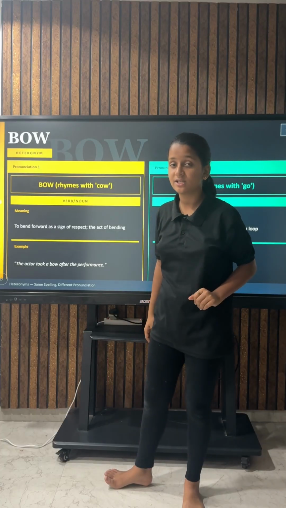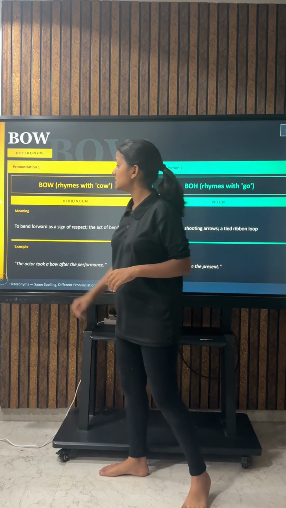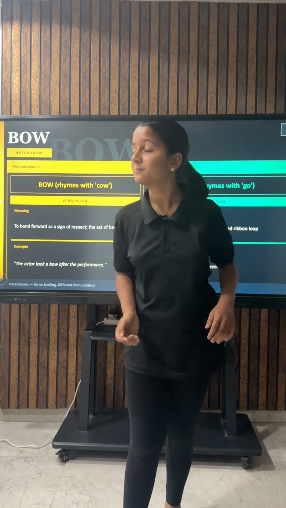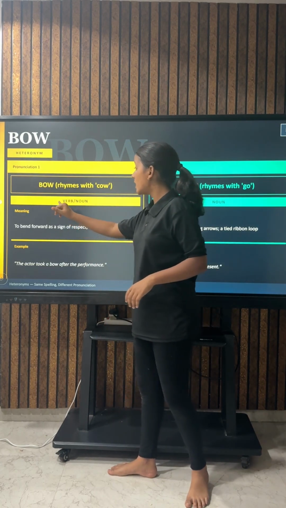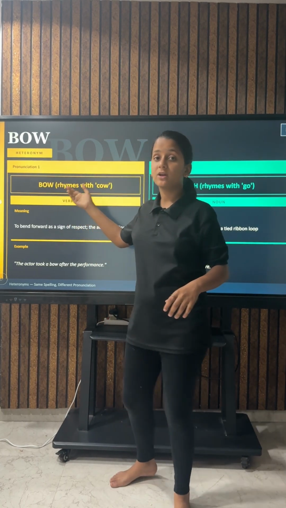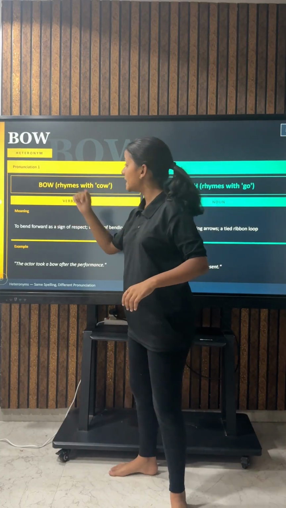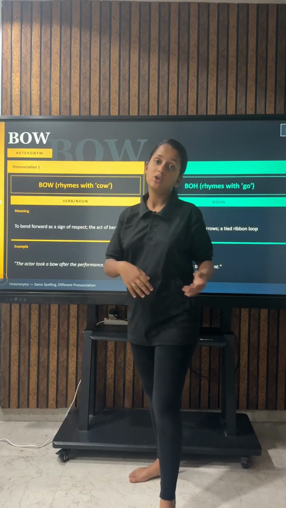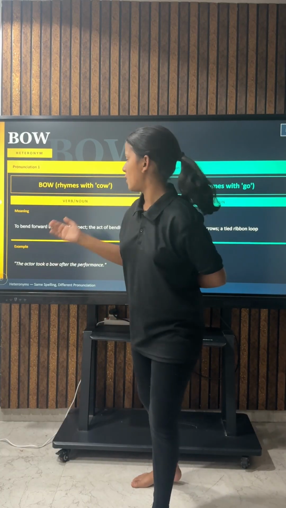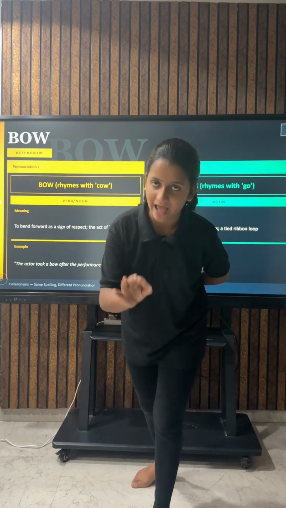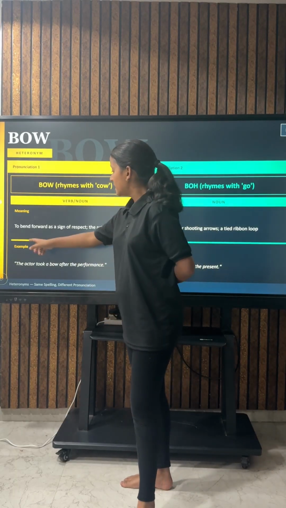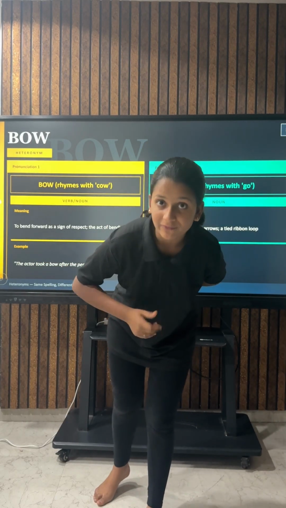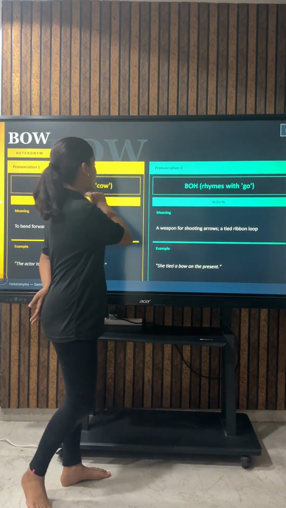They have two pronunciations. Let's see which one. Pronunciation 1 is bow. It can be used as a verb or a noun in a sentence. The meaning is to bend forward as a sign of respect, or the act of bending. Example: the actor took a bow after the performance. He took a bow after the performance. This is known as bow.